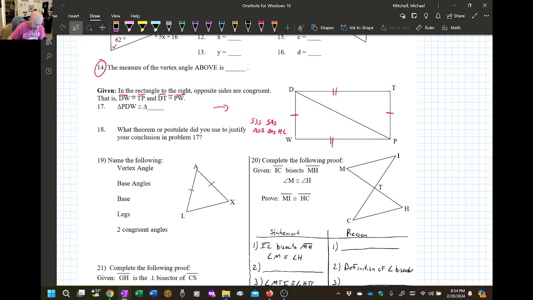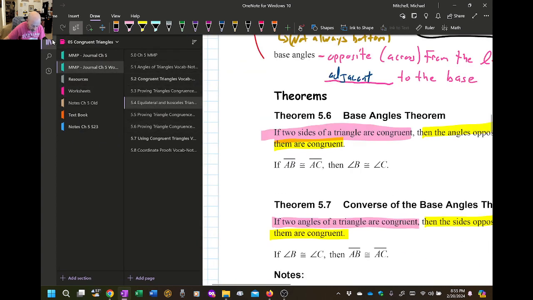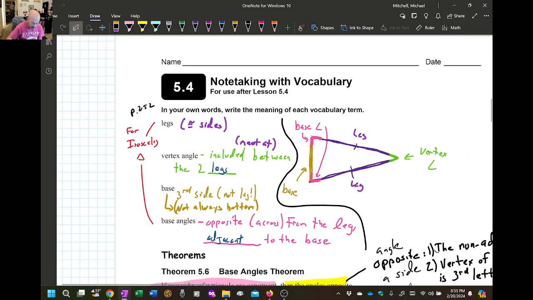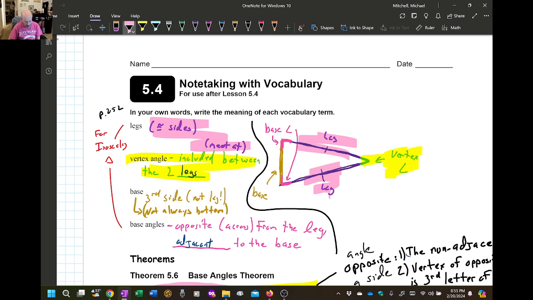Number 19. Vertex angle, base angles, legs. This can go back to our 5.4 again. Right here, you got all these up here. Legs are your congruent sides. Okay? Vertex angle is included between the two legs. So notice this is all color coordinated. Green here matches up with the green here. Purple matched up with the purple. And so on these.